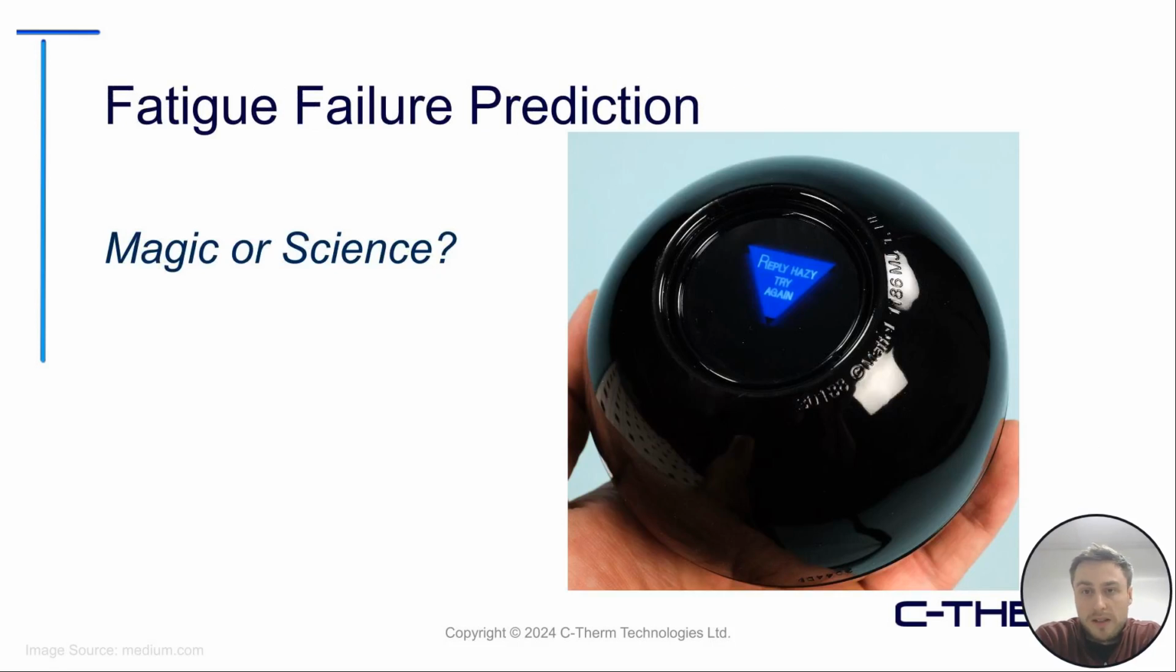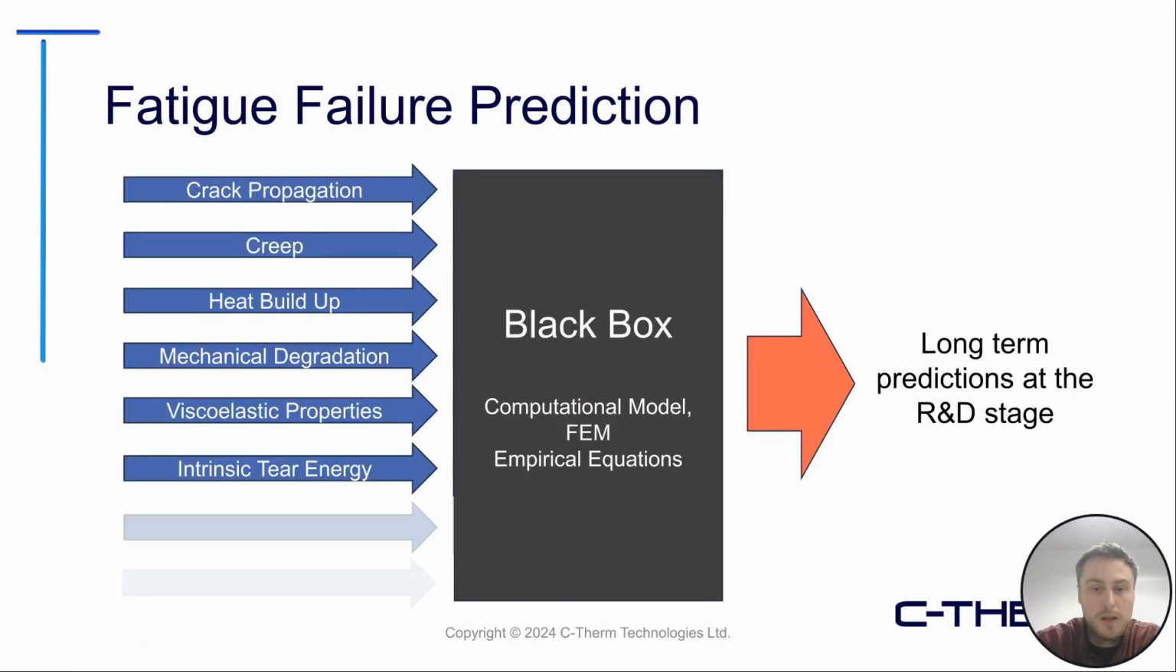So how do we predict something that's going to happen 3 years, 5 years down the road? Is this magic or science? Luckily for all of us, this is science and not just prediction, like looking at a magic 8-ball, for example. This will mostly be done through what I'm going to label as a black box. This can come in the form of a computational model, finite element modeling, or empirical equations that are well established, where we'll essentially input measured material properties of the material, and use that with the model to predict long-term performance at the R&D stage.